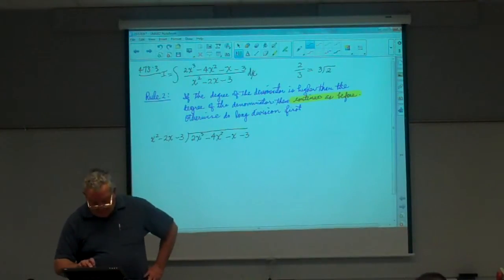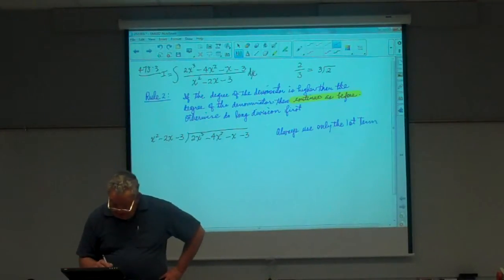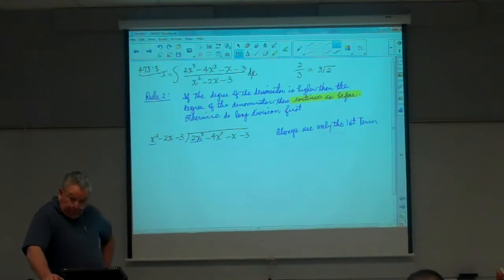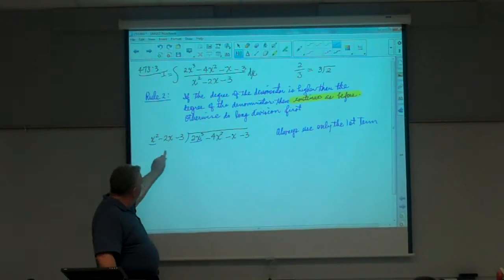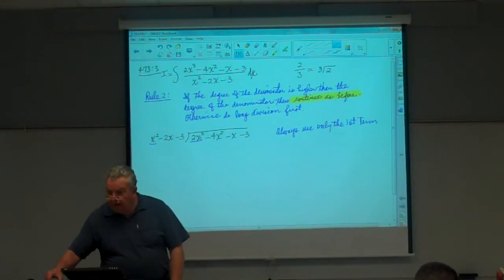Now, always notice, always use only the first term. So what I'm saying is, I'm going to look at this term and this term. What do I have to multiply this term by in order to get that term? 2x. Everybody agree?